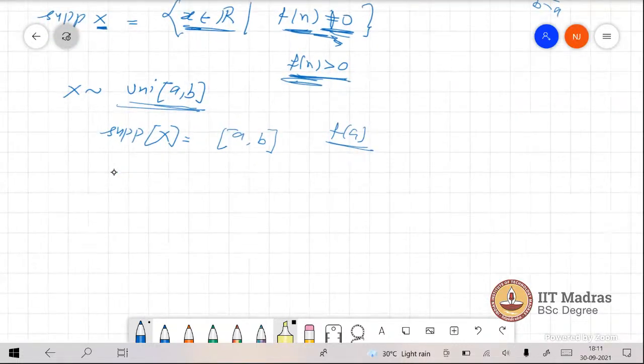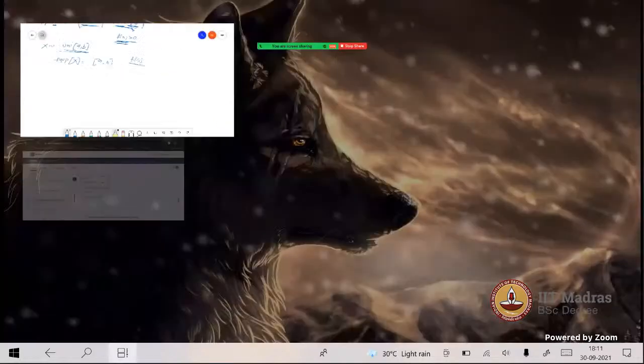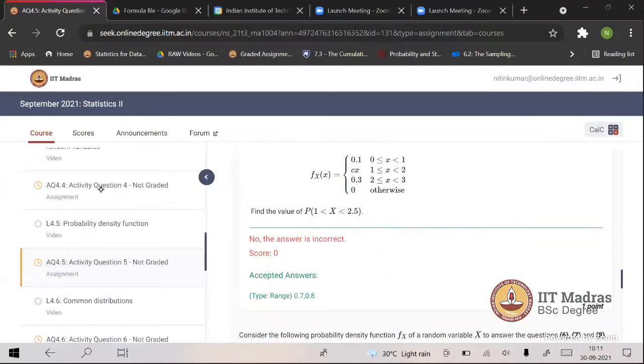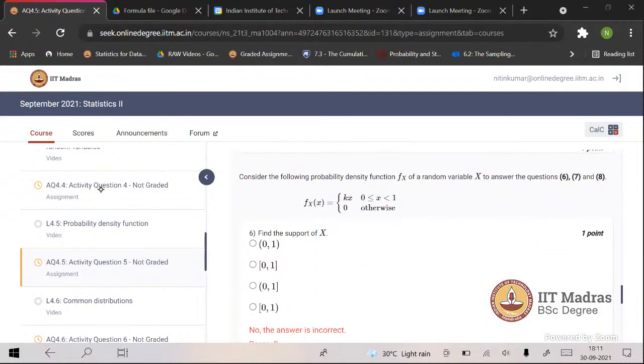Okay. Now let's look at this PDF curve. This PDF is defined as kx where x takes values from 0 to 1, and k is a constant. Now what is the support of X? You need to find all those points of x where f of x is non-zero. From below 0 it is 0, and after 1 it is 0, right? So inside the interval (0, 1), it will take the value kx.